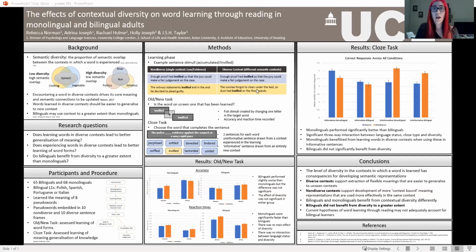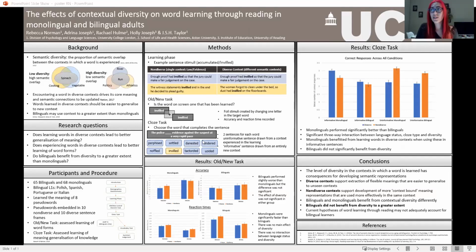Learning of form was assessed via an old-new decision task, where participants had to judge whether the words they saw on screen had been learned or was not one that they learned. The cloze task assessed learning and generalization of meaning. Participants had to choose the word that filled the gap in the sentence.